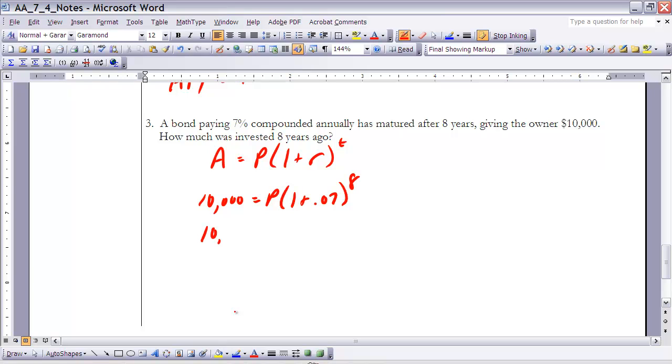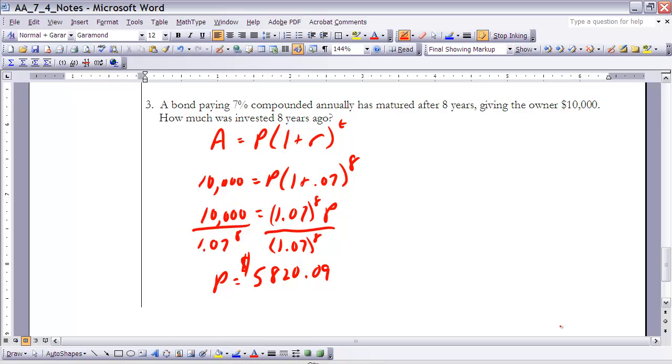So simplifying this, I can say 10,000 is equal to 1.07 raised to the 8th power times p. And then if I divide both sides by 1.07 raised to the 8th power, I will have the value of my principal. And that value would be $5,820.09.